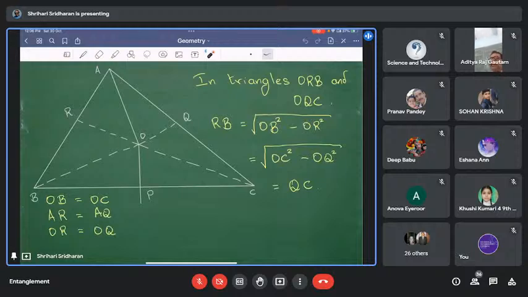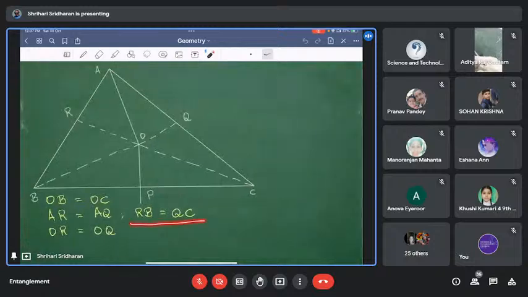But then I know that my OB is the same as OC. This is something that I've already noted over here. So instead of OB, I write OC. OC squared minus my OR, which is the same as OQ. And therefore, I'll write this as OC squared minus OQ squared. Now, in my triangle OQC, OC is the hypotenuse and I have a right angle at Q, which means the square root of OC squared minus OQ squared is nothing but QC. So what do I have? I have RB is the same as QC. Again, this is an important equality for me and therefore I'll write this over here. My RB is equal to QC.